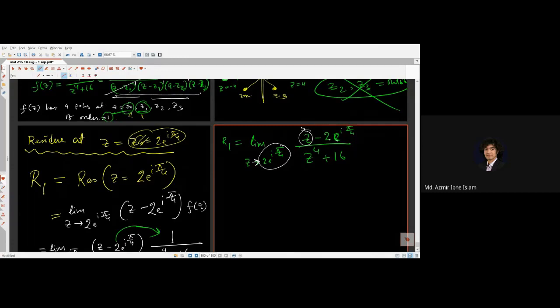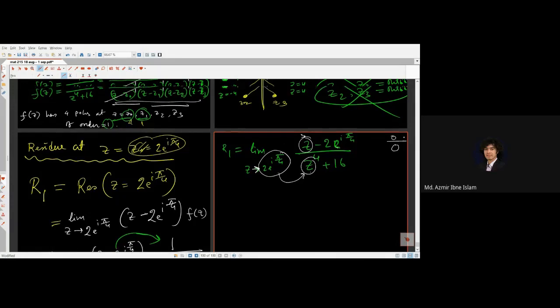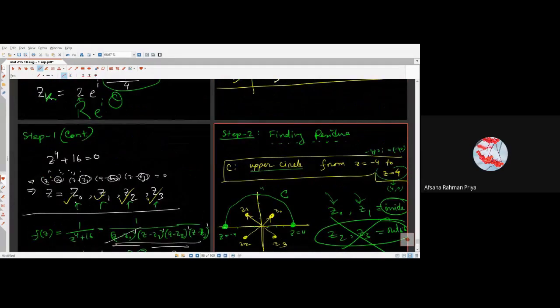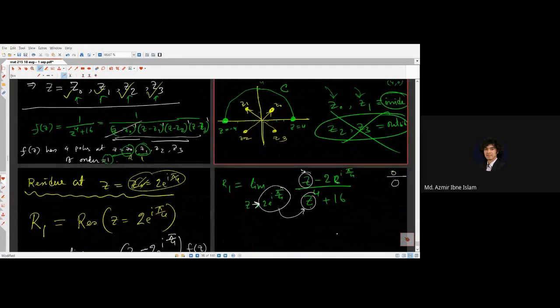So a minus a is 0. So 2 e to the power i pi by 4, negative 2 e to the power i pi by 4, that is 0 in the upper part, right? Yes, sir. And if we input the same thing here, something to the power 4, that means 2 e to the power i pi by 4, power 4 plus 16. What will be the result here? 16 plus 16? No, it will be 0 because 16 plus 16, yeah, that means negative 16. It will be negative 16.